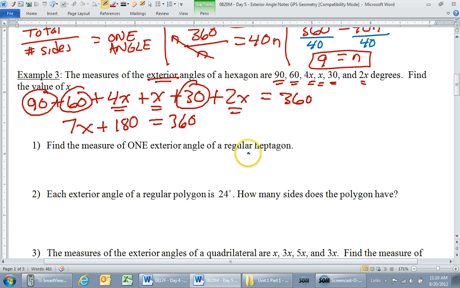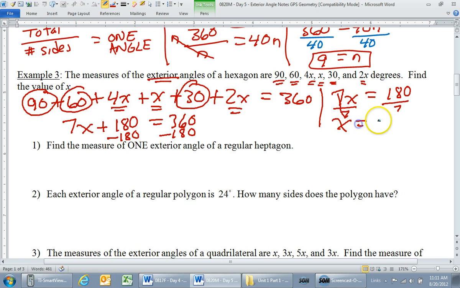What's going to happen next? Subtract 180. Yep. So that's going to give me 7x equals what? 180. Last step? Divide by 7. X equals 25.7, so we have to round. X equals 25.7 approximately.